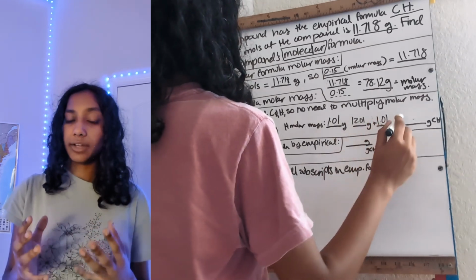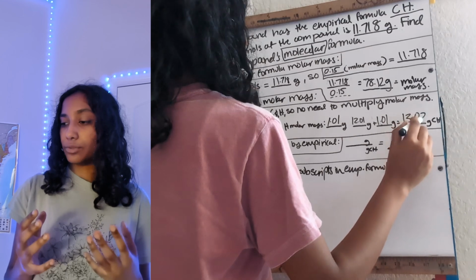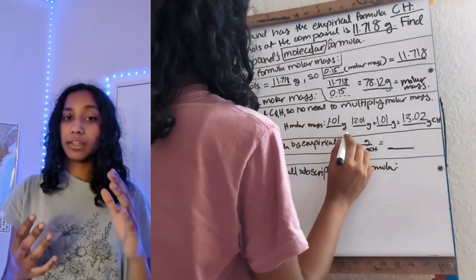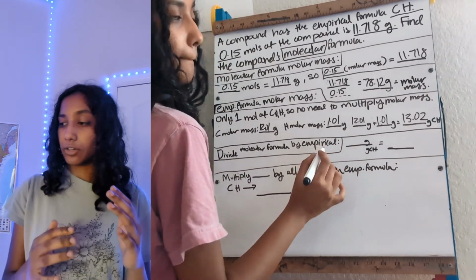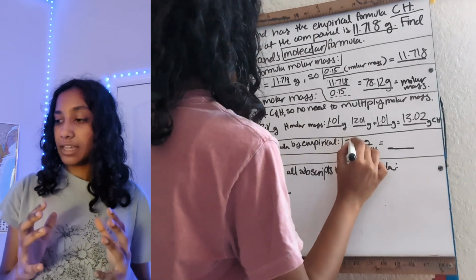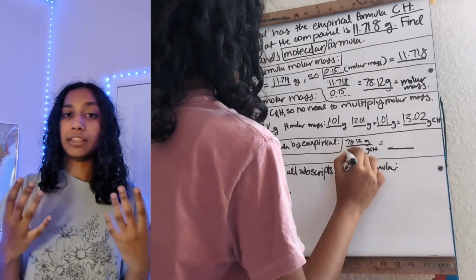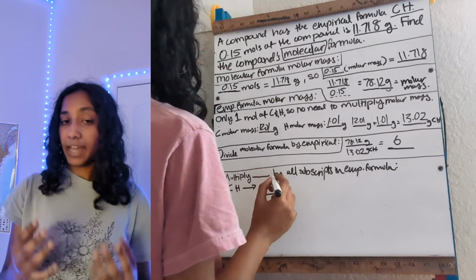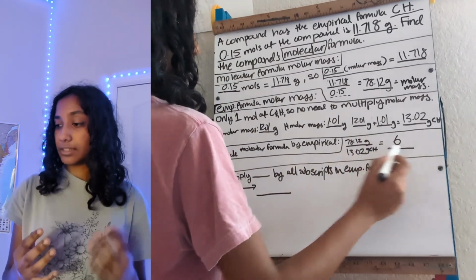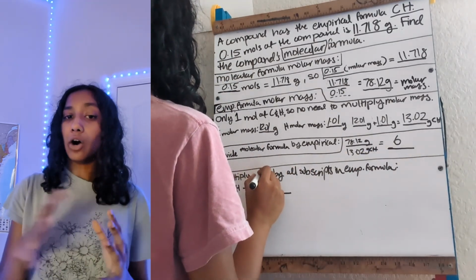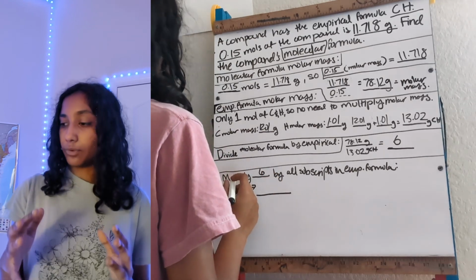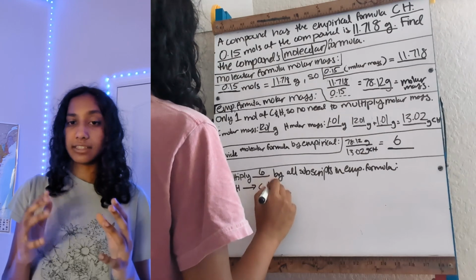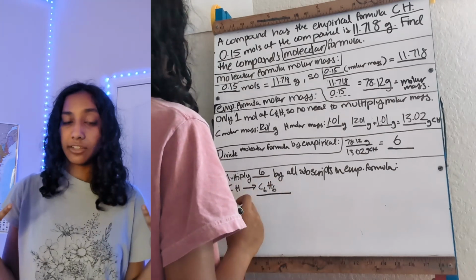12.01 plus 1.01 gives us 13.02. Next, we divide the molar mass of the molecular formula by the molar mass of the empirical formula. 78.12 grams divided by 13.02 grams gives us 6. Now we're going to take this number, 6, and multiply it by all the subscripts in the empirical formula. So CH becomes C6H6, and that's our molecular formula.